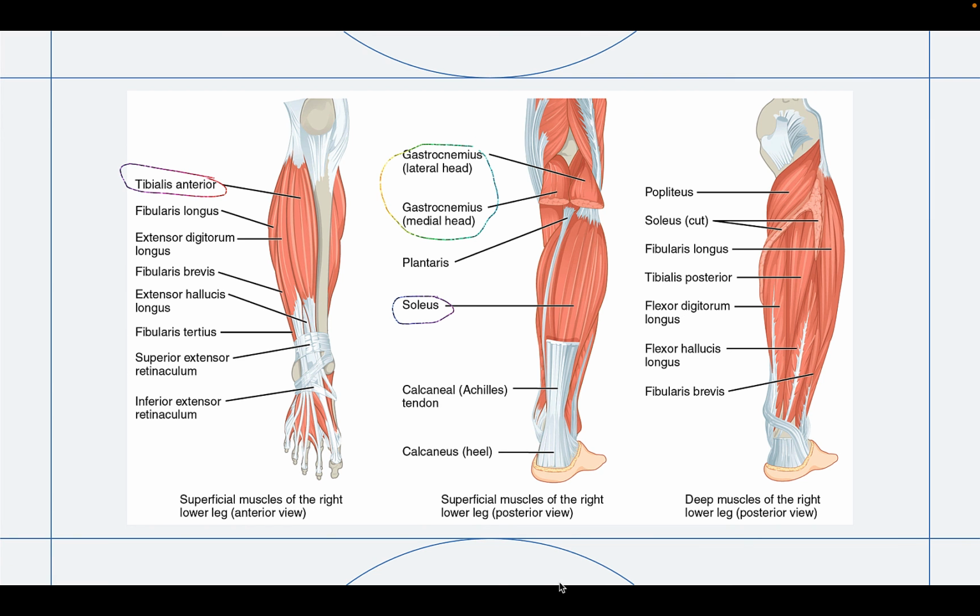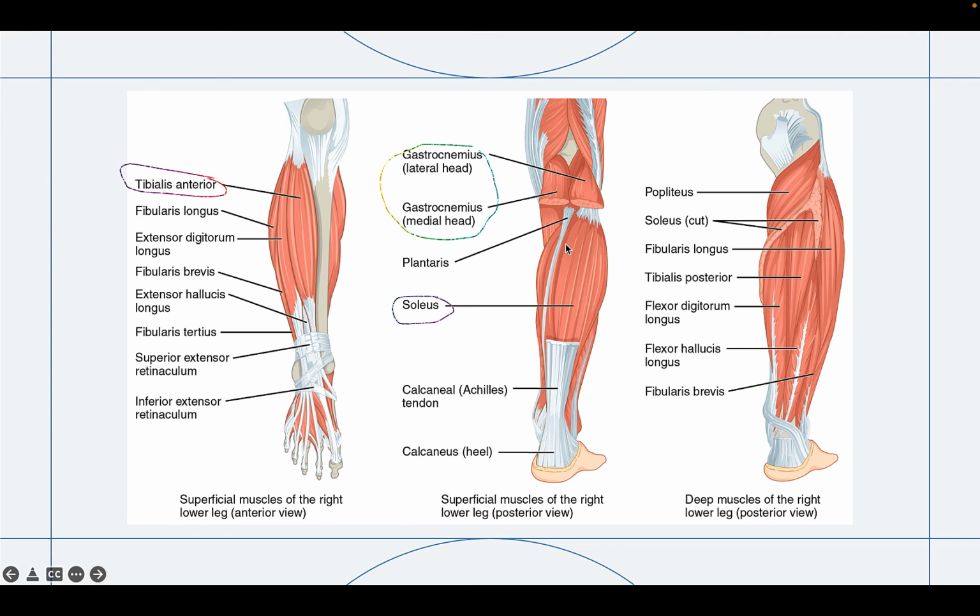And then lastly, we have some lower leg muscles to learn about. So looking at the anterior view here, we have your shin muscle. This is your tibialis anterior. There's obviously more going on here. Just know that this is the tibialis anterior. Okay, anterior view, anterior muscle, tibialis anterior.